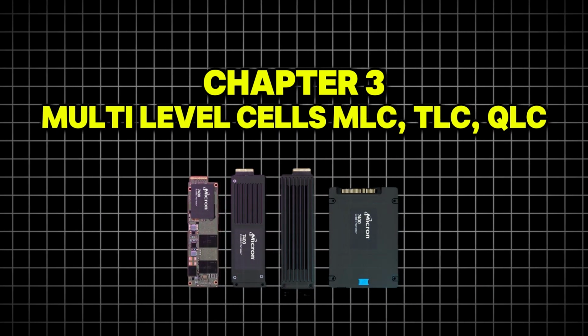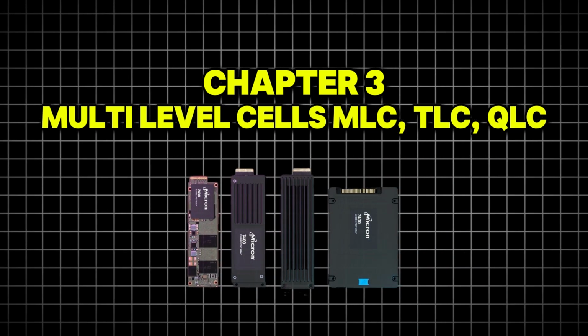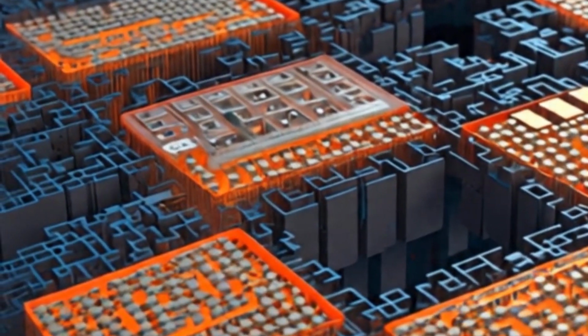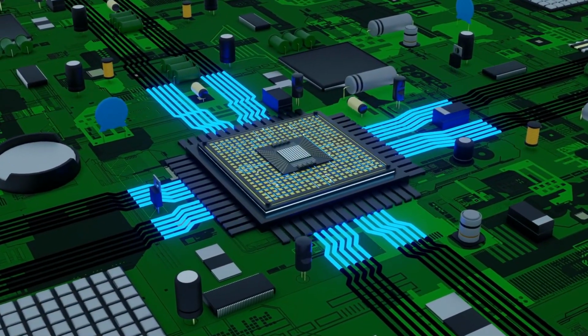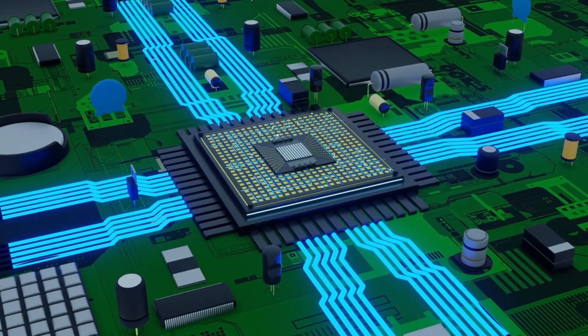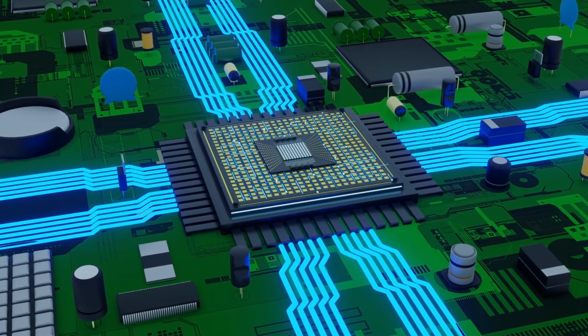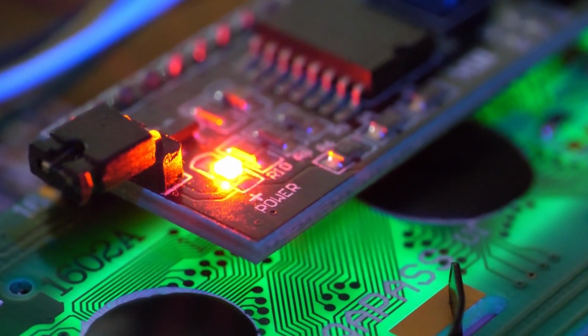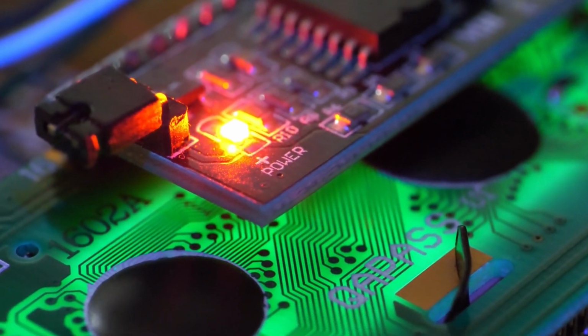Multi-level cells: MLC, TLC, QLC. Now that we've stacked memory vertically, the next challenge is to store more information in each cell. In the early days, each NAND cell could hold only 1 bit, either a 0 or a 1. This was called single-level cell, SLC memory. It was fast and durable, but not space-efficient.